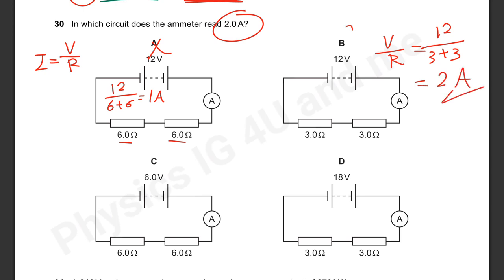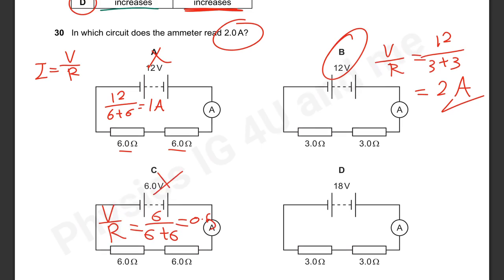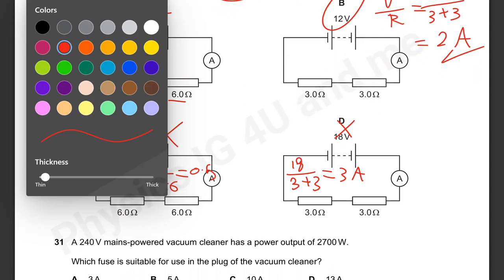So it's option B. Let's check the others just to see. The current here, again, voltage over total resistance, 6 over 6 plus 6, which is going to be 0.5. This is wrong. Here, in this one, 18 over 3 plus 3, so 18 over 6, it's 3 ampere, so wrong, because they want 2 ampere. So question 30 is option B. I hope it's clear.